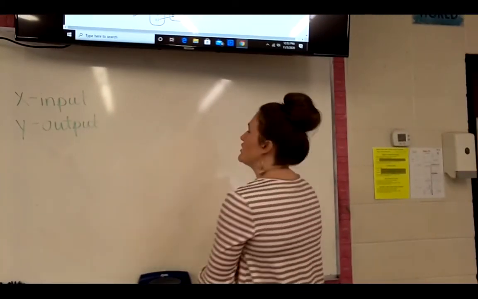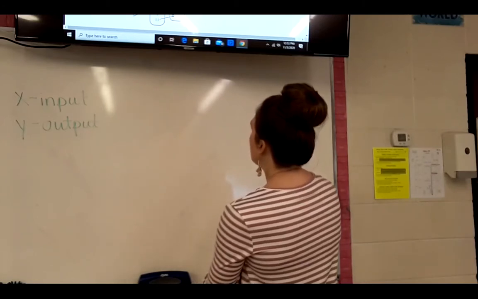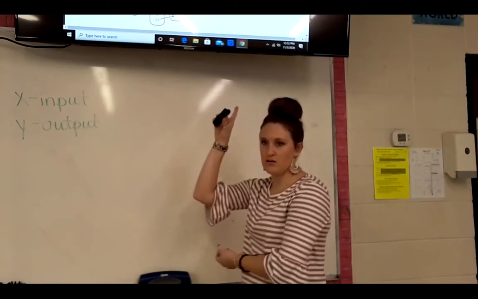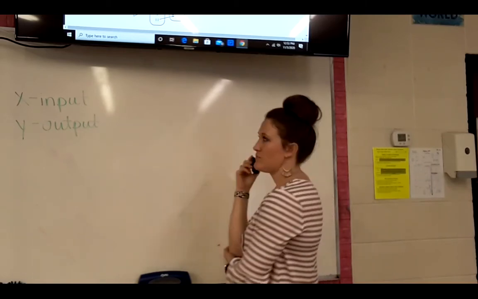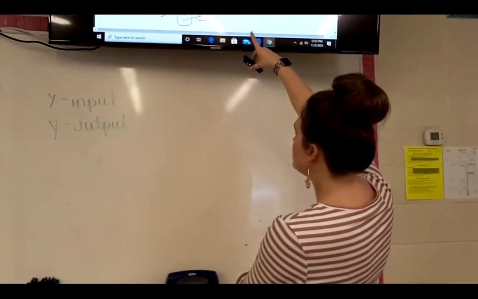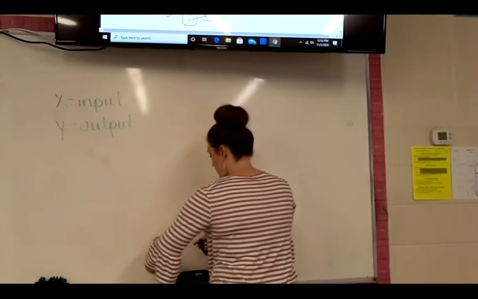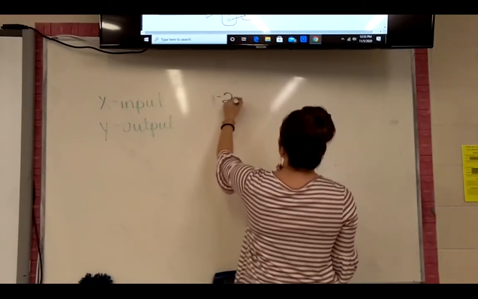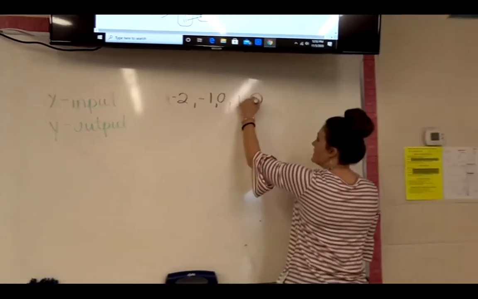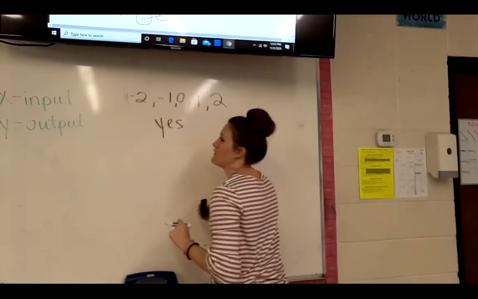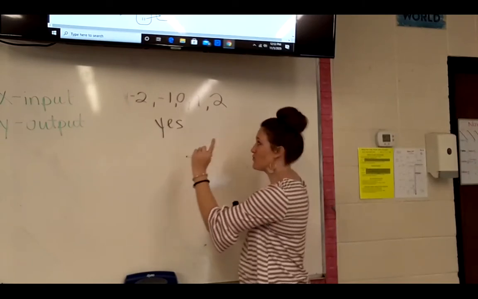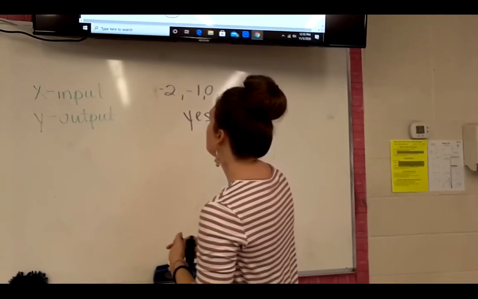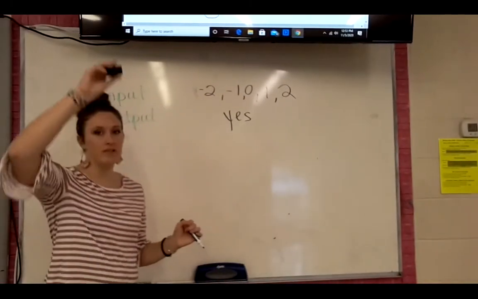A says -2, -1, 0, 1, and 2. You're only looking at the x values. Are any of those repeating on A? -2, -1, 0, 1, and 2. Are any of those repeating? No. So since they're not repeating, then that is a function. Because that just means each input value has one output. It's not repeating. So then on B, we have 4, 8, 6, 4, and 5.